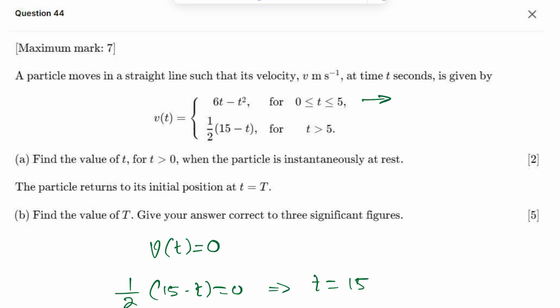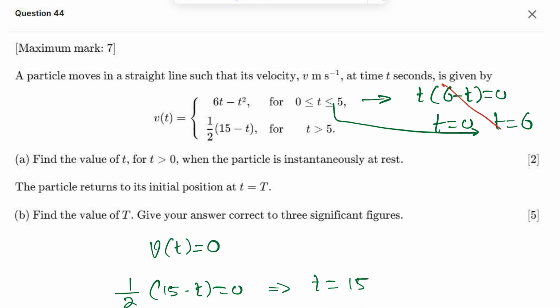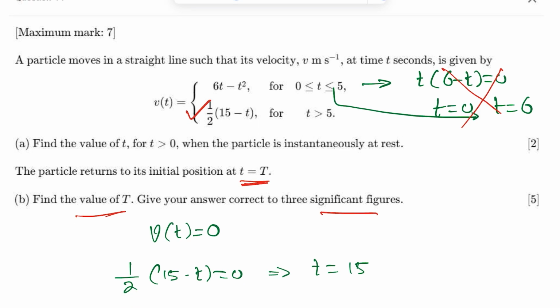Over here it is not possible. Why? Because if I take t common, 6 − t = 0, so t = 0 or t = 6. But the t limits are 0 to 5. Therefore this will not work, and we take only the second equation. Then the particle returns to its initial position at t equals T. Find the value of T, giving your answer to 3 significant figures.